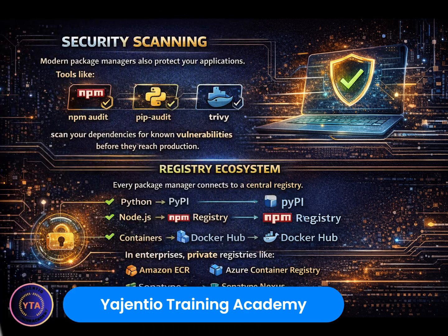Security scanning. Modern package managers also protect your applications. Tools like npm audit, pip-audit, Grype, and Trivy scan your dependencies for known vulnerabilities before they reach production. This is a core part of DevSecOps in AI systems.